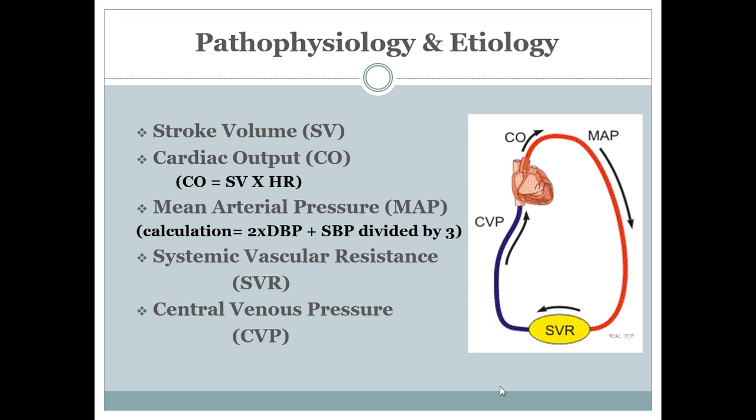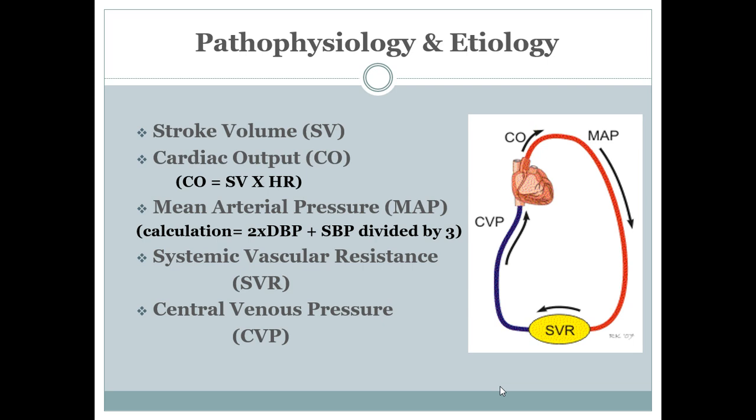A true MAP, though, can only be measured hemodynamically via a Swan-Ganz catheter, which is also called the pulmonary artery catheter, or PAC, and we'll go into that a little bit. But realize that when you see physicians putting in orders for us to monitor the MAP, that's why: it's a better indicator of perfusion to vital organs.